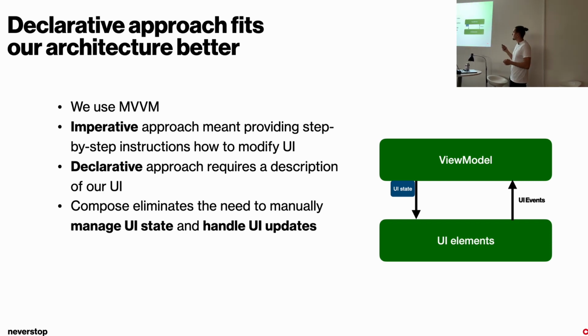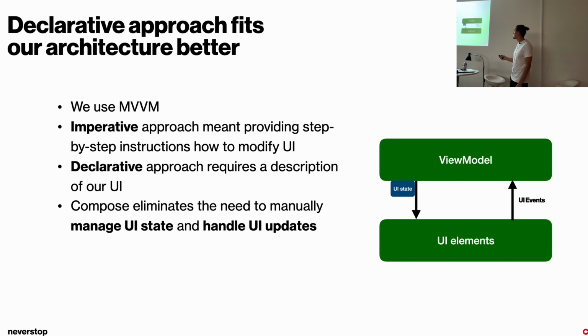With the declarative approach, that's not needed anymore. We only require a description of our UI. We pass that down to Compose, and Compose will display it for us. And what's good? We already have the description of our UI: that's our UI state. So Compose eliminates the need to manually manage UI state and handle UI updates, which leads to fewer bugs in the end.